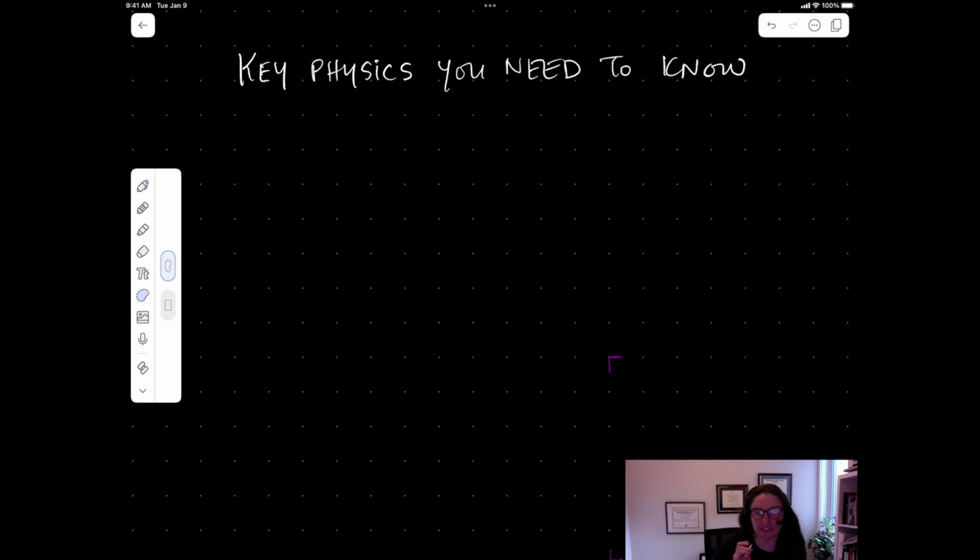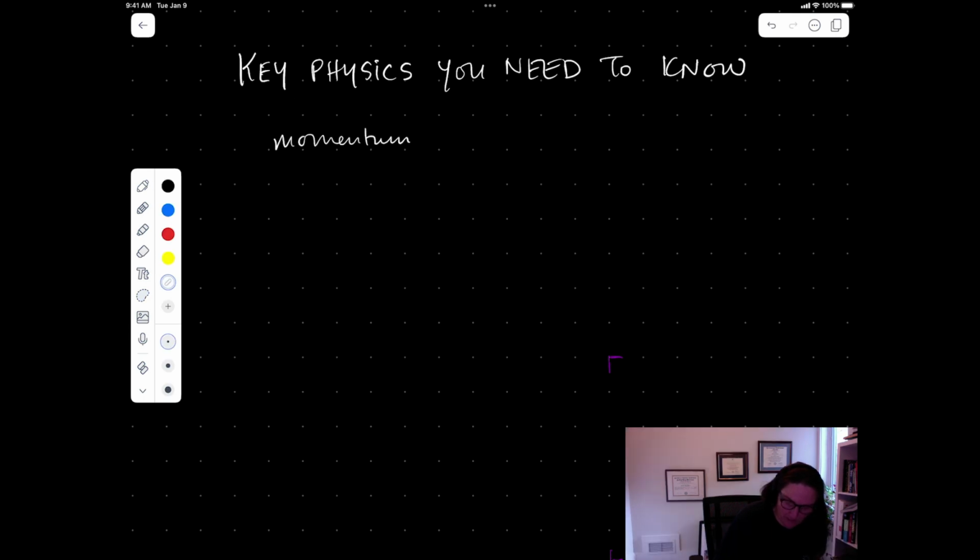Before we really dig into how we can derive the empirical ideal gas law from basic principles, there are three key physics ideas that you need to remember. The first of these is momentum. Momentum is represented with the symbol P. It has a vector hat on top because it's a vector, it has direction, and momentum is defined as the product of an object's mass and its velocity.